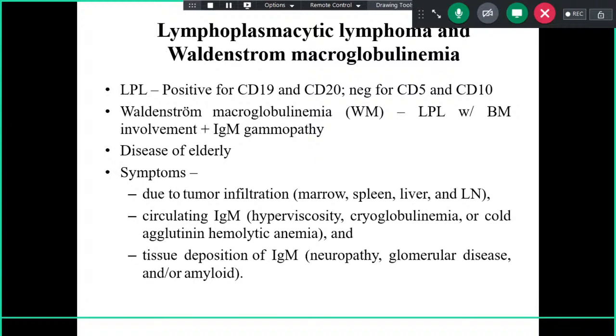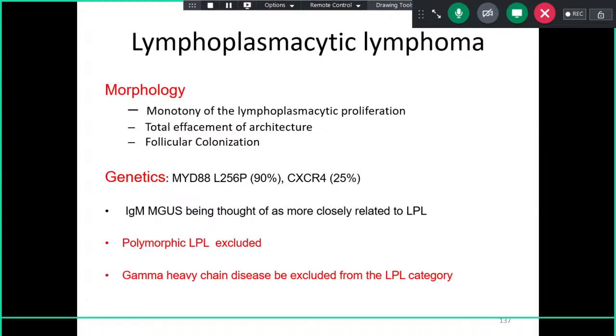Lymphoplasmacytic lymphoma looks like marginal zone lymphoma only, with many CD138 positive plasma cells. Waldenstrom is when it is associated with IgM gammopathy. Due to tumor infiltrates and circulating IgM positive cells, you find hyperviscosity, cryoglobulinemia, cold agglutinin anemia, and tissue deposition of IgM. The characteristic finding is the MYD88 L265P mutation, found in around 90% of cases of lymphoplasmacytic lymphoma.